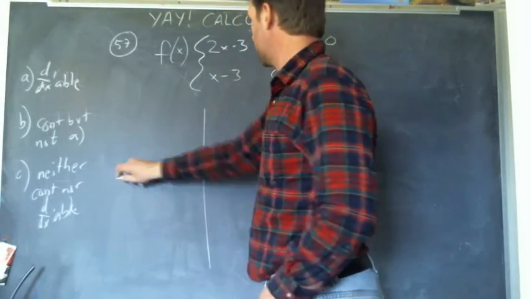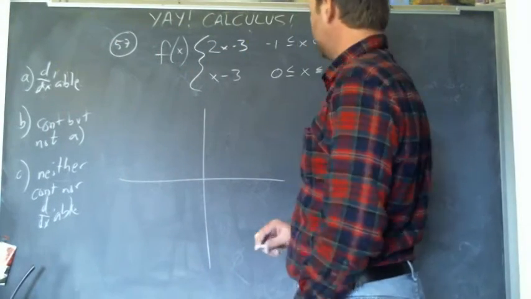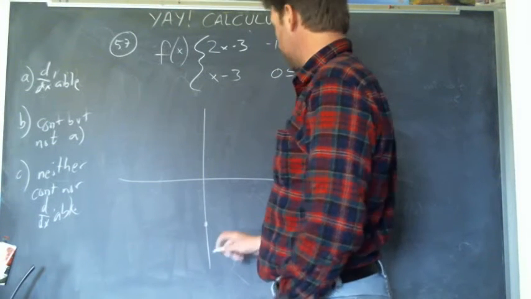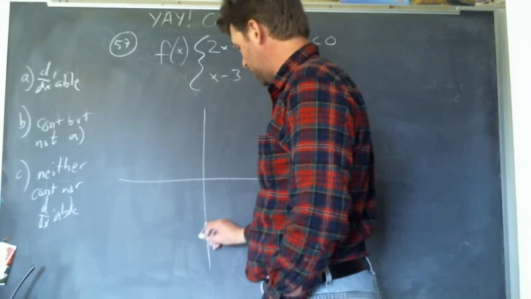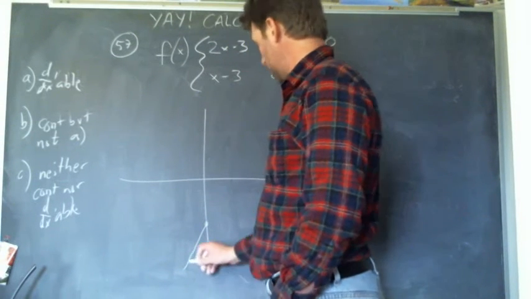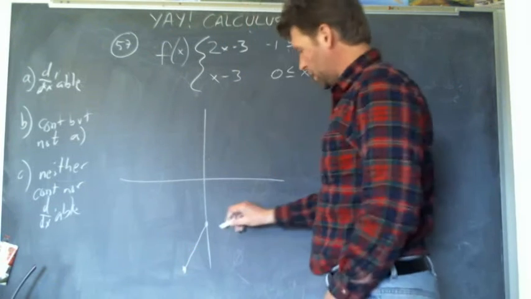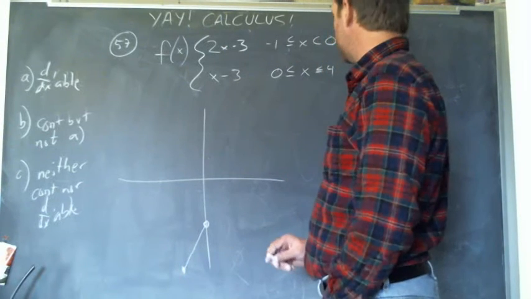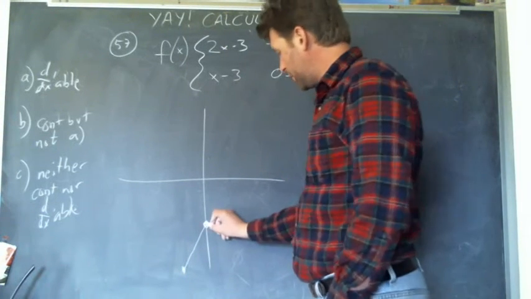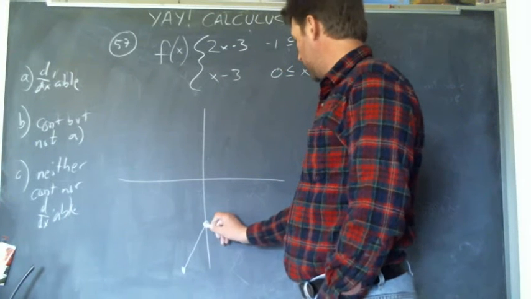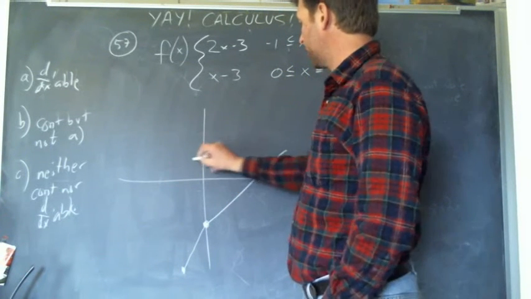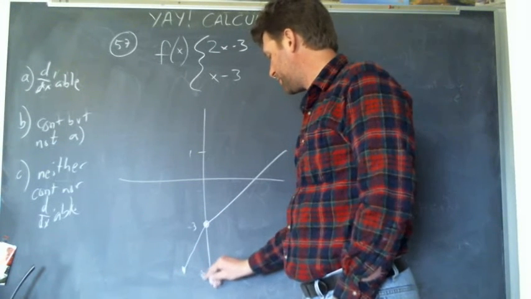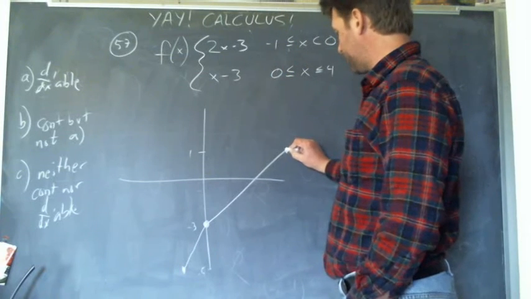So do a quick sketch. 2x minus 3, so that means we're down here at minus 3. Negative 1 to 0. So that means it goes down from there to there. And so that's a closed circle at negative 1, and an open circle there. And then x minus 3 from 0 to 4. So we're filling in that circle. And then we go all the way up to 1 over here. So this is at 1, this is at negative 3, this is at negative 5. And this big closed circle up there.